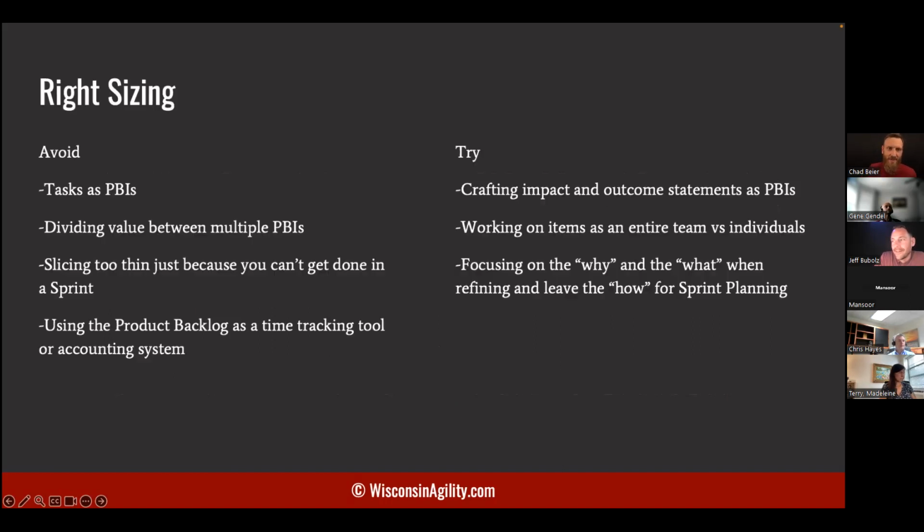All right. I think we're leaving the right sizing section here. Let's give you a moment to quickly absorb the summary. We'll keep moving.